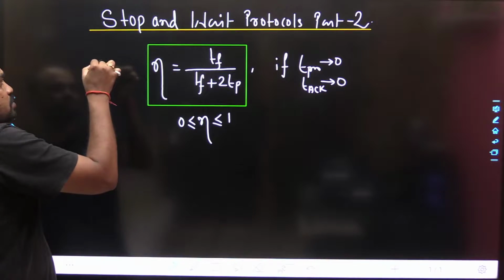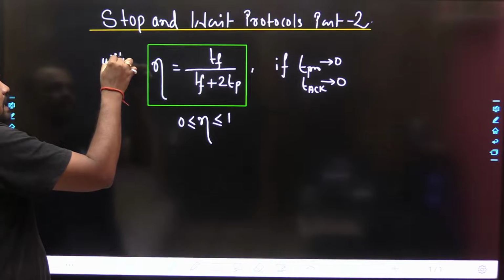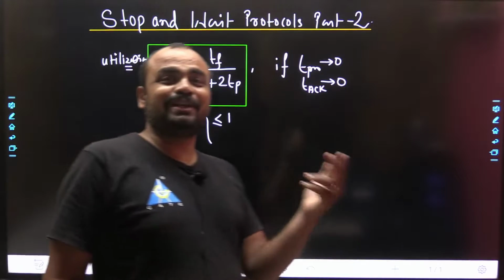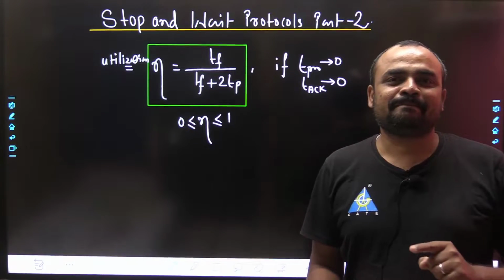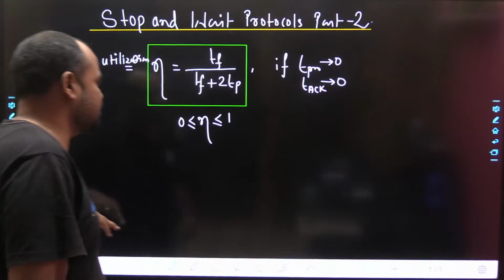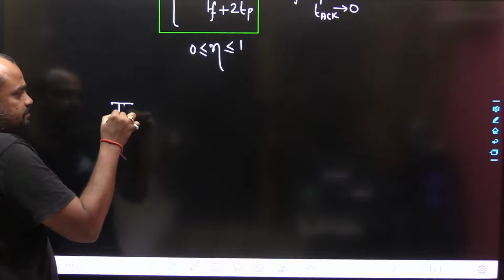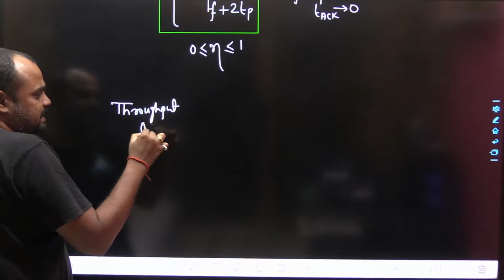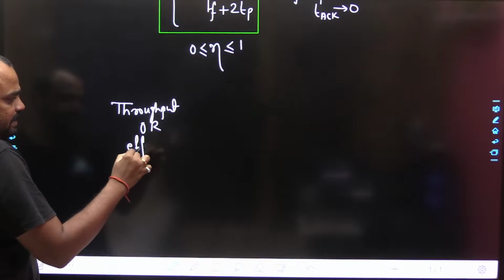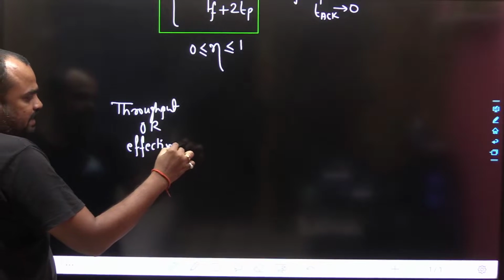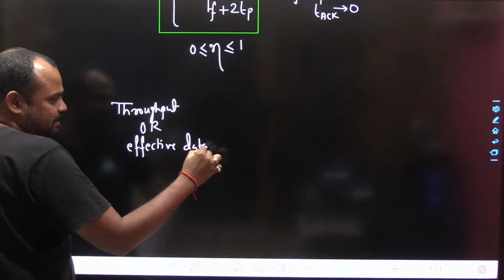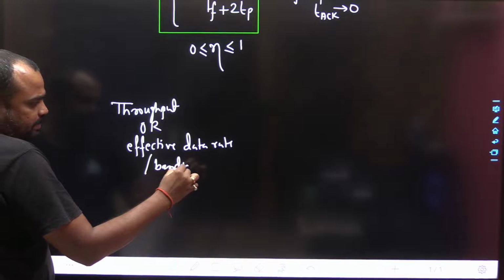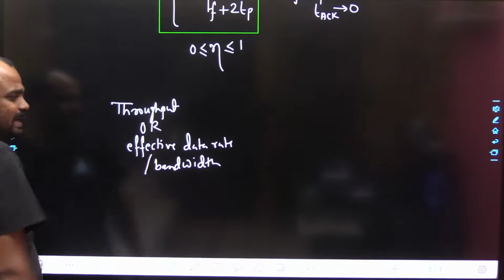Okay, so here first of all we have calculated the utilization of the channel, and the second parameter that we need to calculate was the throughput of the channel. So my dear friends, throughput of channel, throughput, or you can say effective bandwidth, effective data rate, or you can say bandwidth, because the data rate is sometimes also called bandwidth.